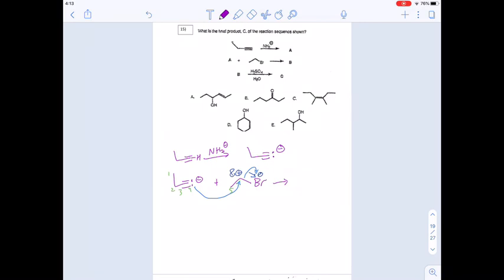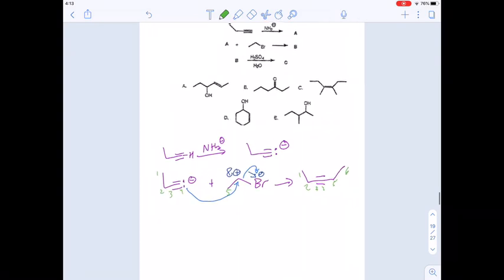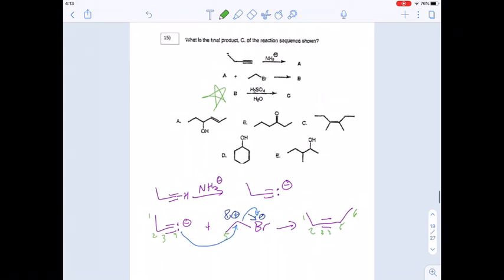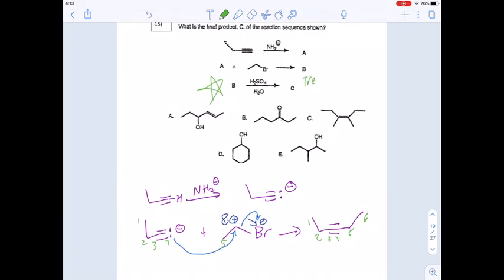So now, counting our carbons, we have 1, 2, 3, 4, 5, 6. Let me redraw it. 1, 2, 3, 4, 5, 6. Okay. I'm going to redraw it one more time because I wanted to make it a little neater than that. Yeah, so it is very important to make sure you count your carbons in these types of reactions, because otherwise you could get a question wrong over something so simple.